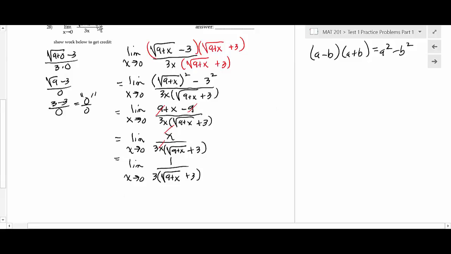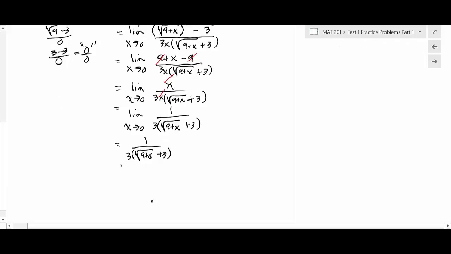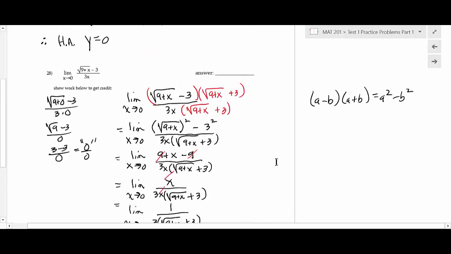If I plug this in, I'm going to have 1 over 3 times the square root of 9 plus 0, plus 3. Then that's going to be 1 over 3 times the square root of 9, plus 3. So that's 1 over 3 times 3 plus 3, which is 1 over 3 times 6. So the answer looks to be 1/18.